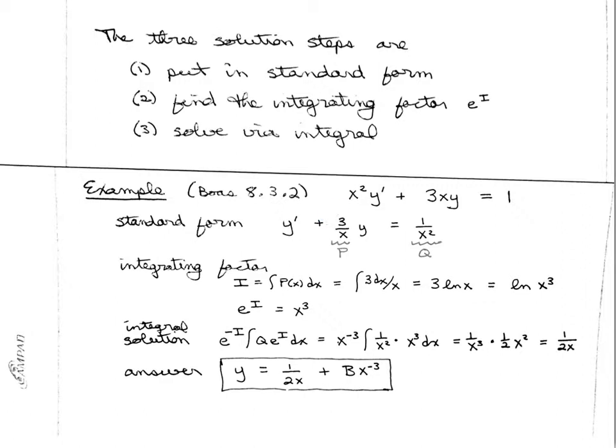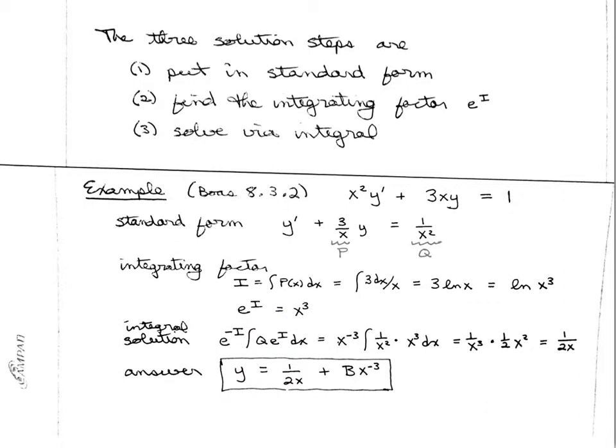x squared y prime plus 3xy equals 1. That's not in standard form. We have to divide through everything by x squared to put it in standard form. And now we see that p is 3 over x, and q is 1 over x squared. We can calculate the integrating factor by first calculating I as the integral of p of x, which works out to the log of x cubed, and then e to the I, our integrating factor, is x cubed.